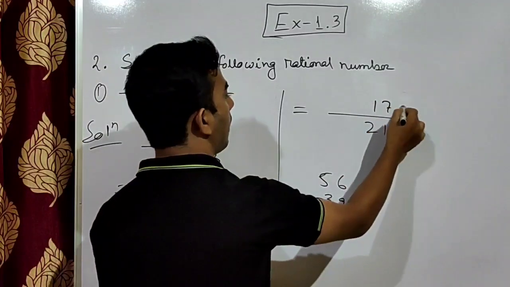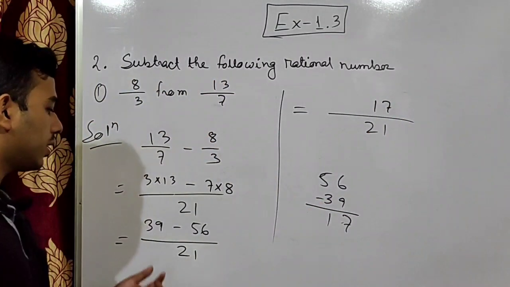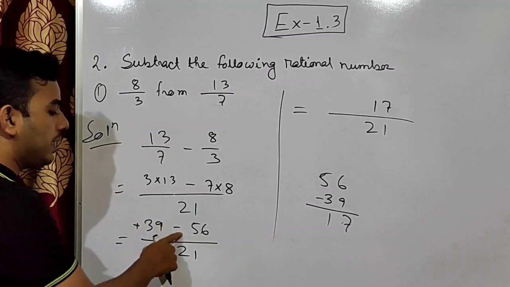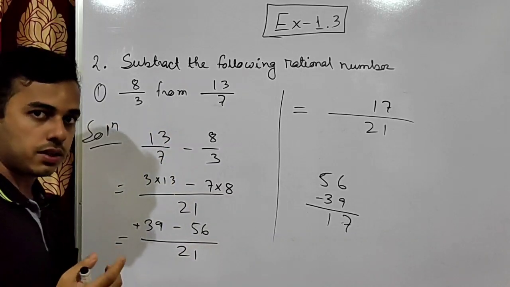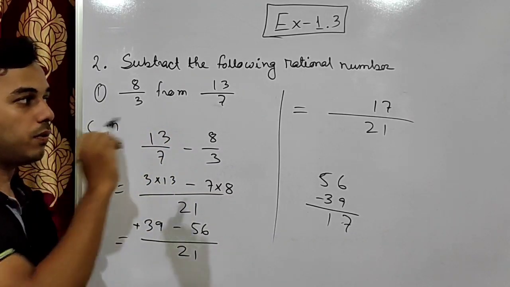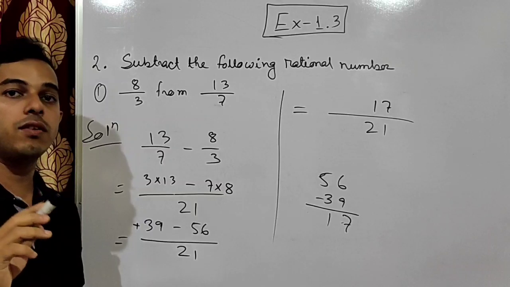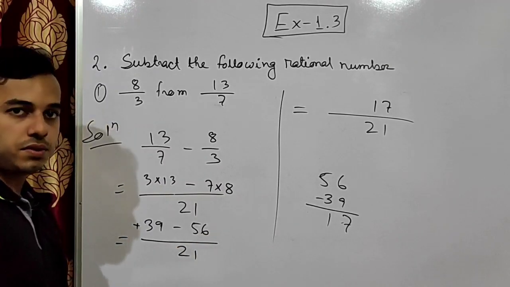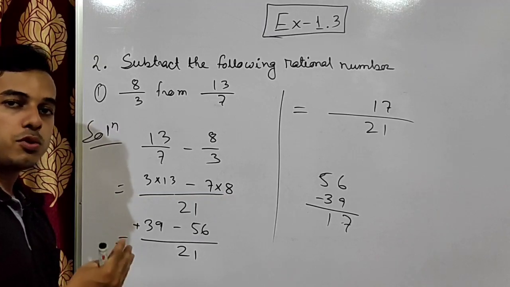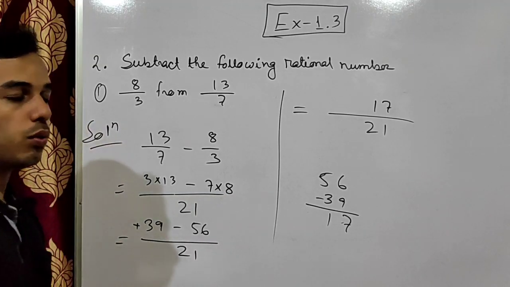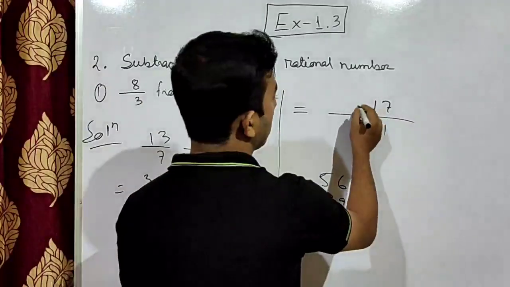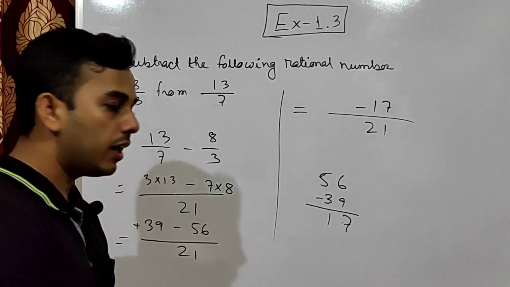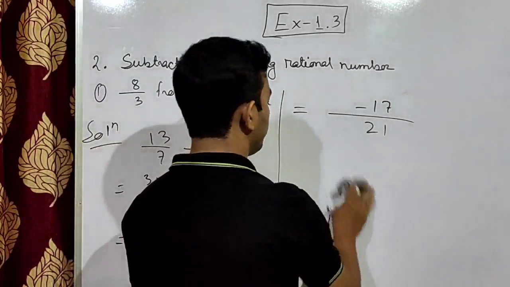Clear? Okay. Now look, we are subtracting. The 39 is plus and 56 is minus, so plus minus is minus. We have subtracted. Now which sign will we give before 17? We will give the sign of the greater number. Here the greater number is 56. Is 56 positive or negative? It is negative. So we will put a negative sign here. So this is our required answer. Clear? Very good.